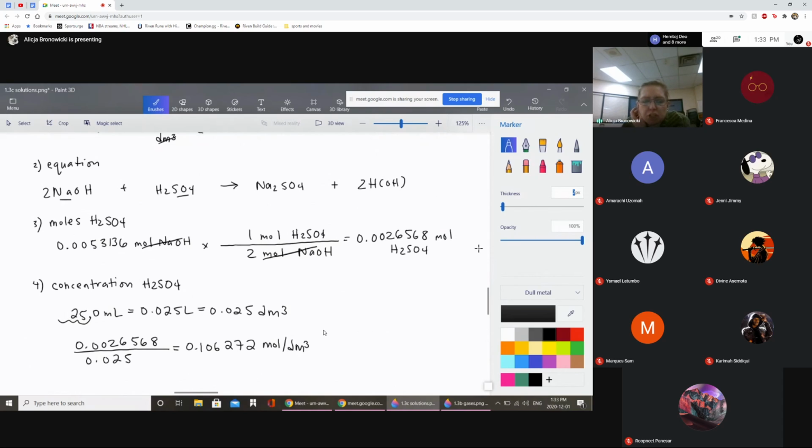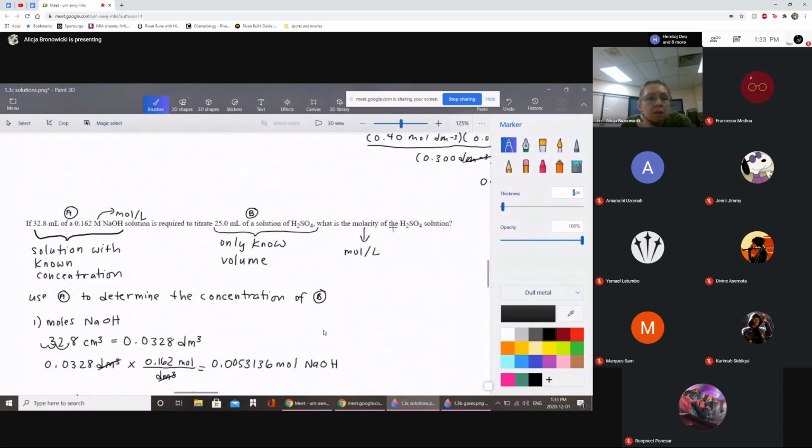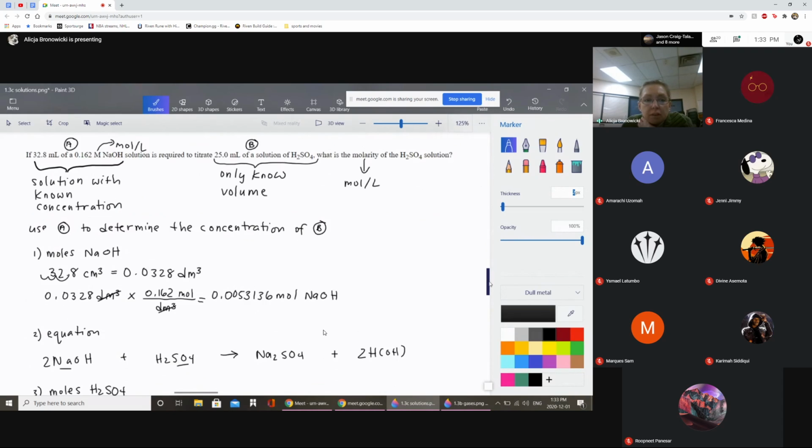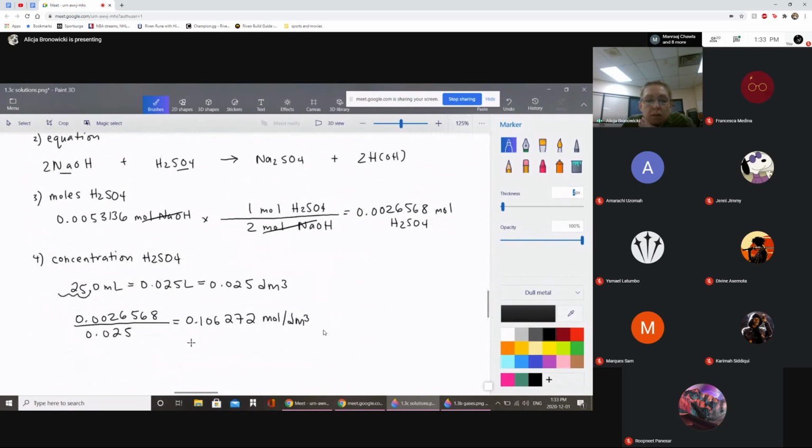Okay, let me check my sig figs. So 3 sig figs, 3 sig figs, 3 sig figs. So I need to make my final answer be 3 sig figs. So that is 0.106 moles per dm3. Okay, so that is the concentration of the H2SO4.